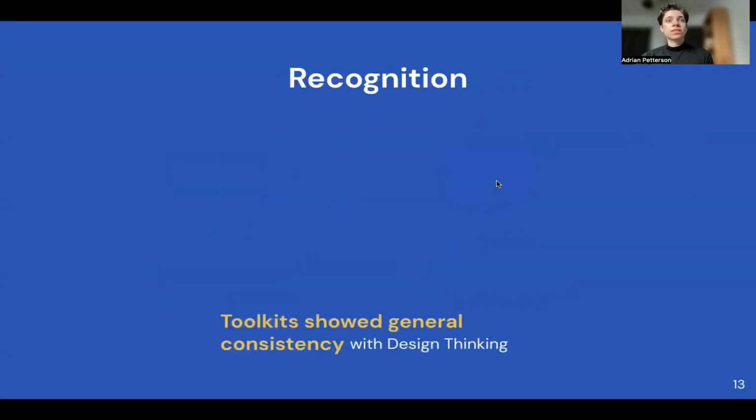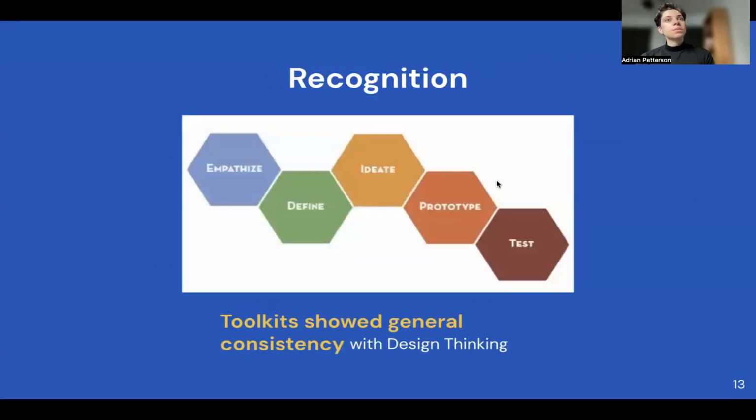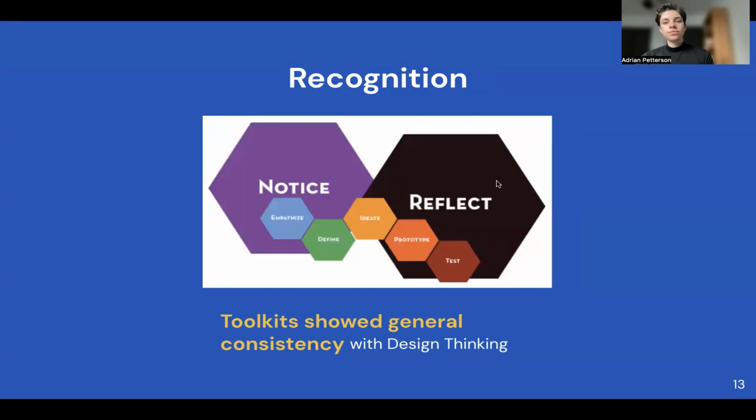Toolkits also addressed designers by using methods that would already be familiar to them. Despite critiques of design thinking, a design approach that has been institutionalized by organizations such as IBM and IDEO, many still use design thinking as a base. We can see here the classic design thinking graphic from the Stanford D School with 5 multicolored hexagons.